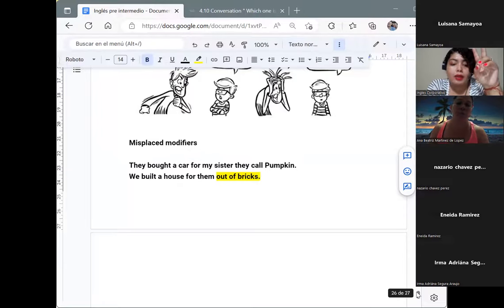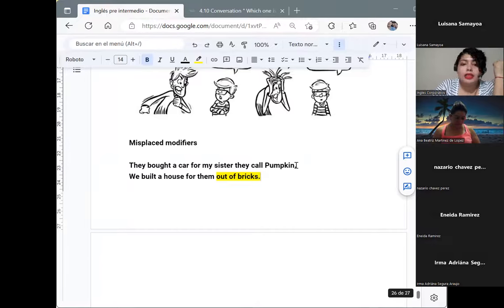In the second one, did they run out of bricks? ¿Se quedaron sin ladrillos? Did we build a house using bricks? ¿O se refiere a que hicimos una casa con ladrillos? Did they previously live in bricks? ¿O previamente ellos vivieron solo en los ladrillos? Es confuso porque no sabemos cuál es el uso que se le está dando a esas partes.